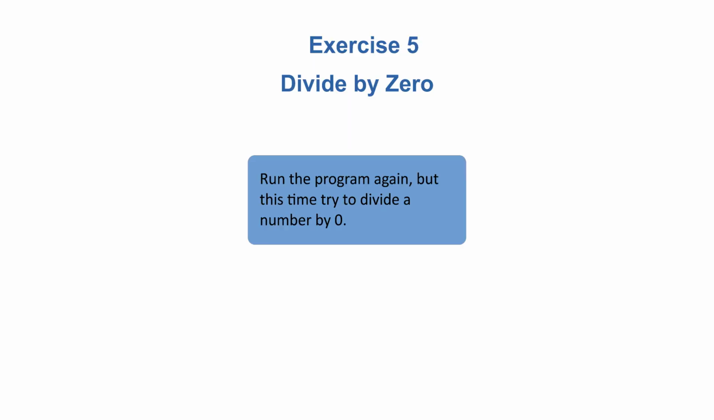Exercise 5. Divide by 0. Run the program again, but this time try to divide a number by 0. What happened? The program stopped running. You should have gotten an arithmetic exception for divide by 0 in the console pane. So let's update the program to catch the exception.